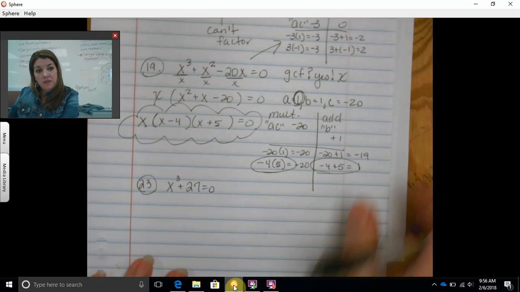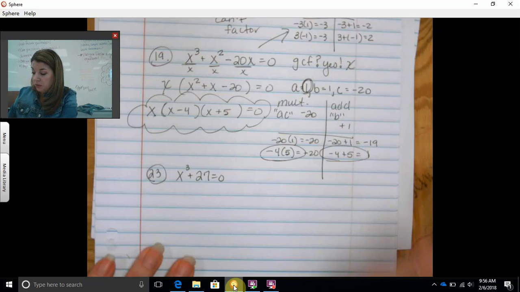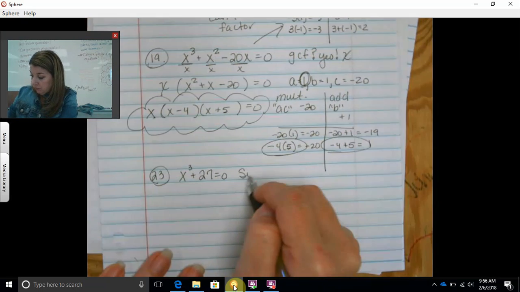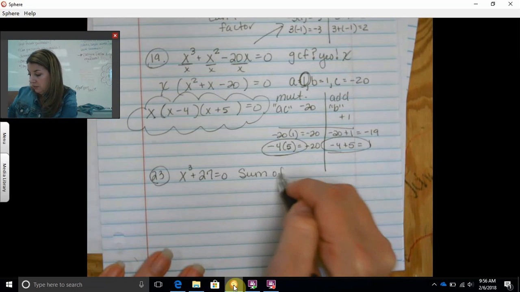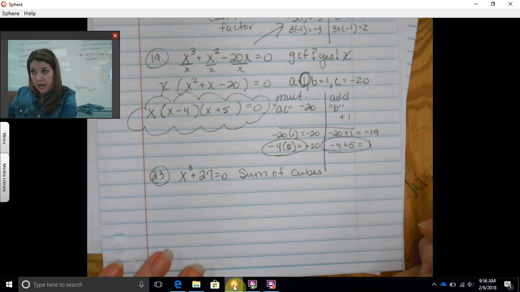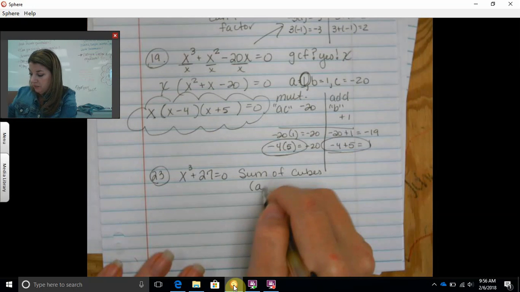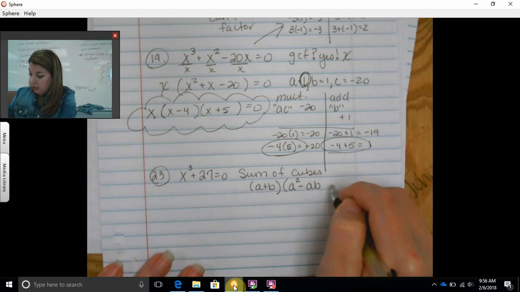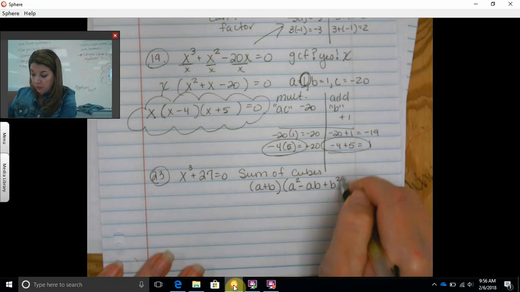x cubed plus 27 equals 0. That's a perfect cube plus a perfect cube. We call that a what? Sum of cubes. Use the pattern. The pattern is a plus b times a squared minus ab plus b squared.